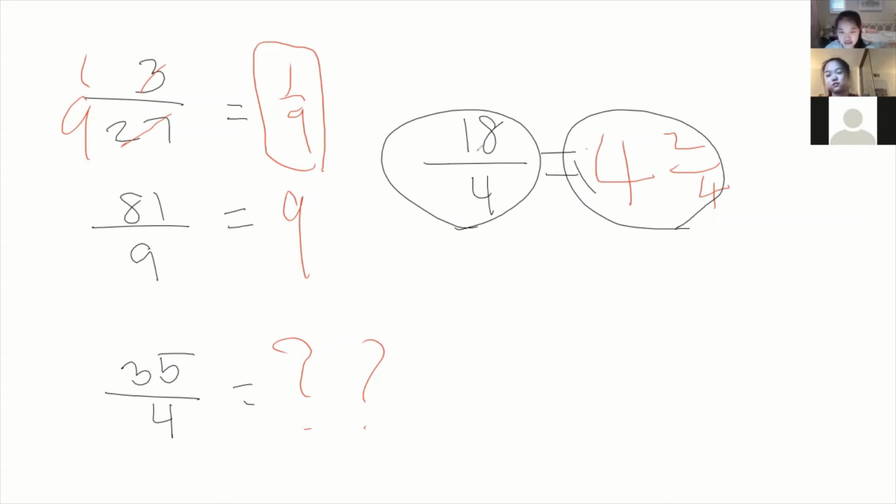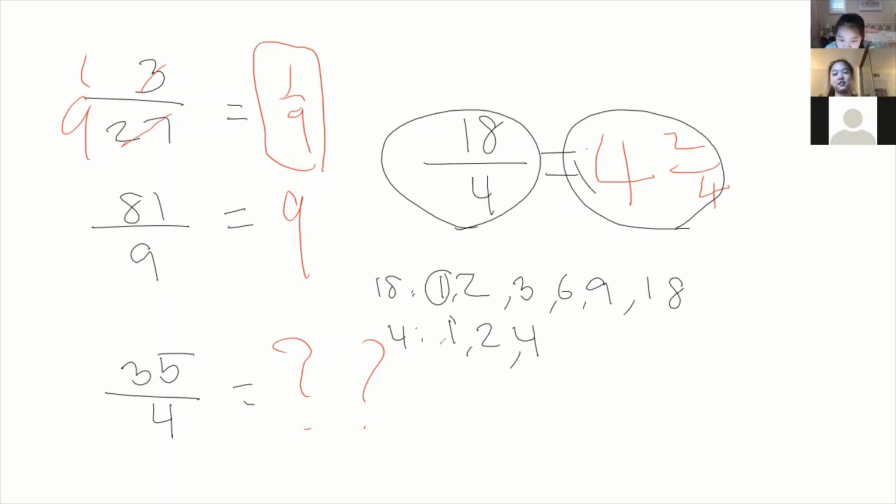So I'm gonna list out the factors of 18. There's 1, 2, 3, 6, 9, 18. I don't think I missed any. For 4, there's 1, 2, and 4. So what are some common factors that they have? So 1, they both have 1. They also both have 2.